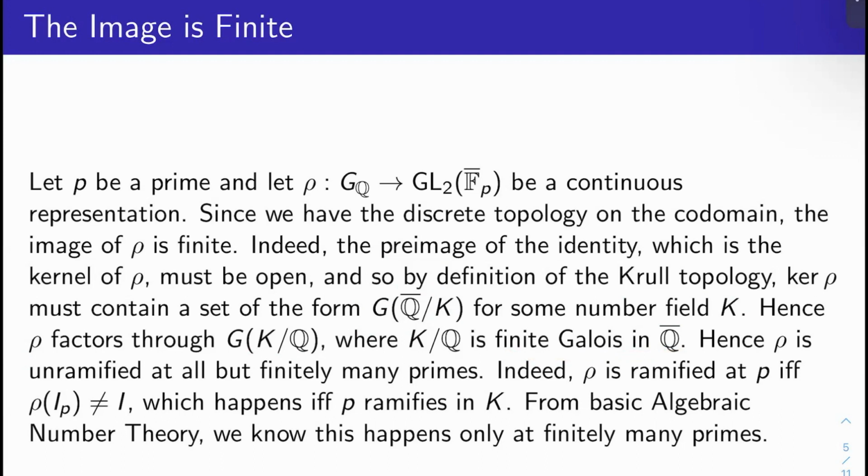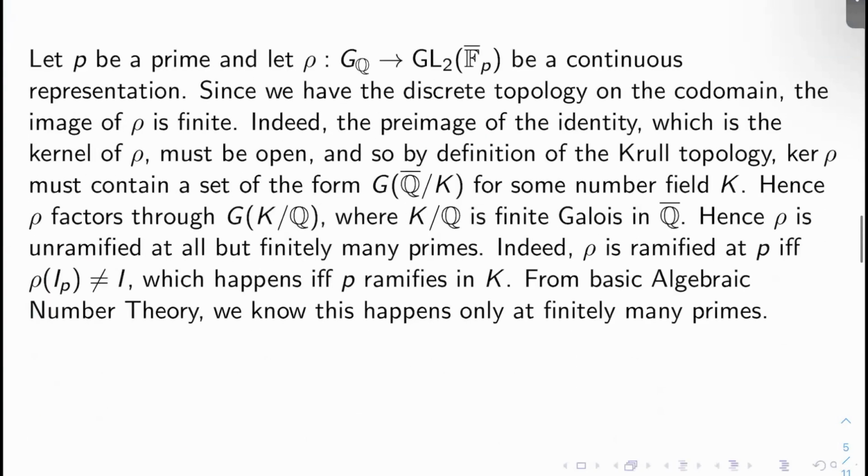Okay, well, that means rho is unramified at all but finitely many primes, because rho is ramified at p if and only if the image of inertia at p is not trivial, right? But that happens if and only if p ramifies in K. But from basic algebraic number theory, we know this happens only at finitely many primes. So basically, the statement that the image of this is finite boils down to a basic fact from algebraic number theory, which says that number fields only ramify at finitely many primes.